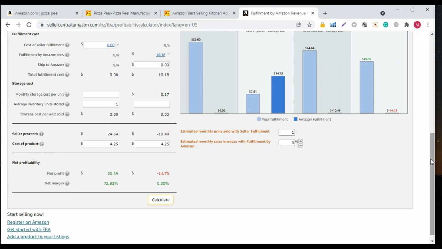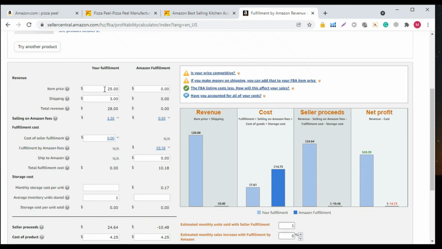But yes, there is a big difference between FBA and FBM, because on FBA, Amazon totally takes responsibility for your shipment, your stock and all that, the ratings, reviews, and the refunds as well. But on your own fulfillment, you are the person who will be responsible for each and everything.